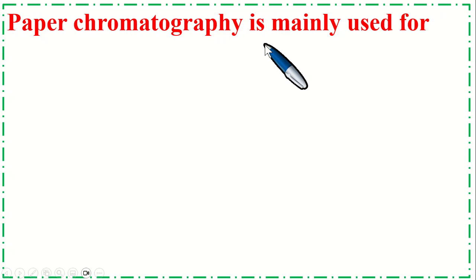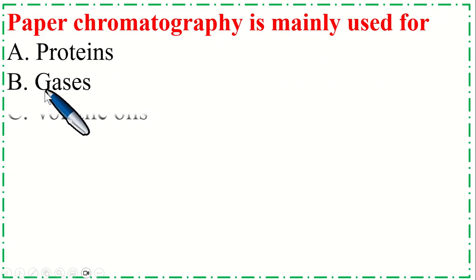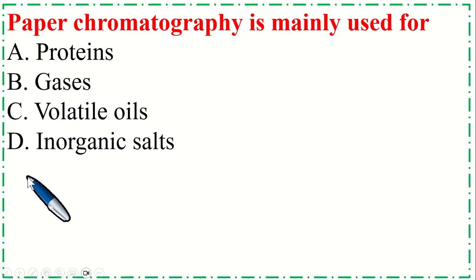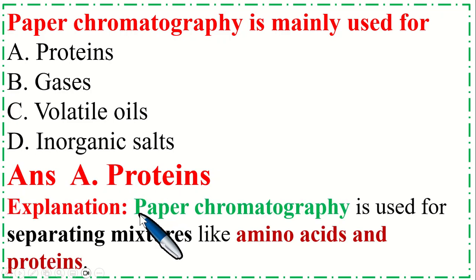Paper chromatography is mainly used for: option A, proteins; option B, gases; option C, volatile oils; and option D, inorganic salts. So the correct option is A, proteins. Explanation is, paper chromatography is used for separating mixtures like amino acids and proteins.